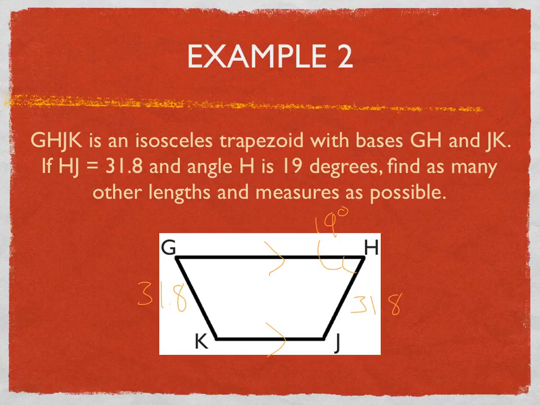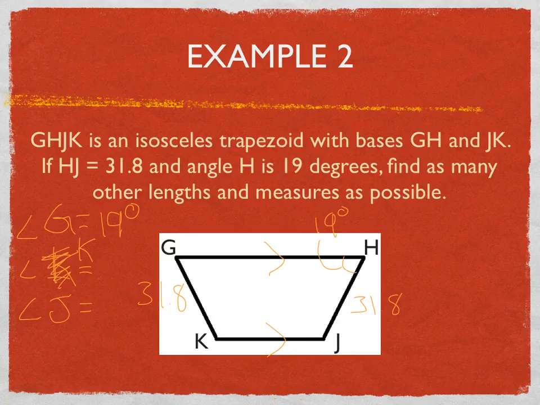Now let's look at angles. I told you we will be able to find all of our angles here. So I have angle H, so we're trying to find G, K, and J. Which one's the easiest one to find? What do we know about angle G? It's 19. It's the same, so it's going to be 19 degrees.